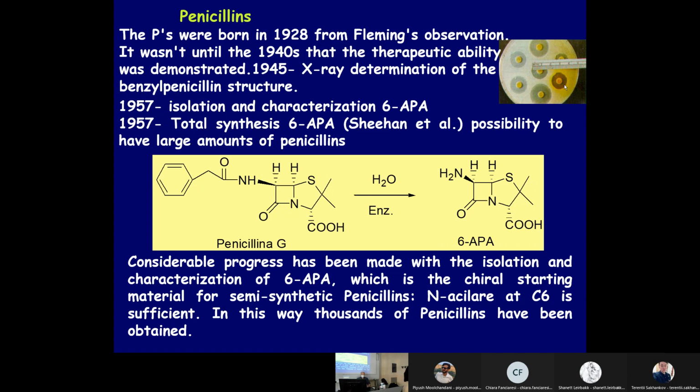Now we start with the description of penicillin. Perhaps you already know the history of penicillins. They were discovered in 1928 from Fleming's observation. At that time, Fleming went on holiday in August.